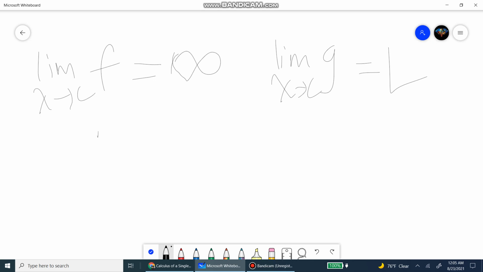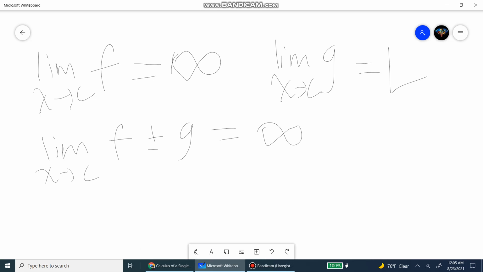Now, if you have the limit as x approaches c of f plus g or minus g, what do you think it's going to be? Infinity. Because if you break it up, it's just infinity plus a number, infinity minus a number. That's still infinity. We're not doing anything like infinity minus some other infinity, just infinity plus or minus some real number.